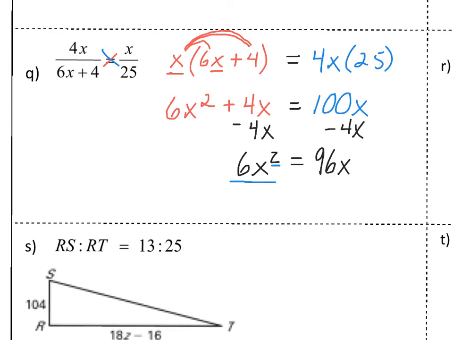So now what I'm going to do is I want to get rid of this 6, and I want to get rid of one of these x's. So my 6's will cancel, and then this is going to turn into x to the first. Do the same thing over here, divide by 6x. Well, since these cancel, that just leaves me with x on the left-hand side, and then my x's cancel here. 96 divided by 6 leaves me with 16.